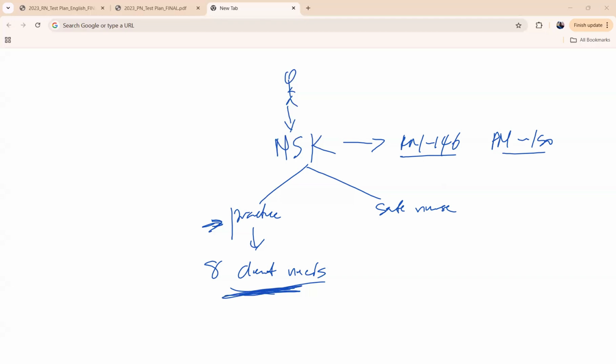Those client need areas or categories. You can call it the 8 categories or 8 client needs, right? Area of client need. So now you know them, you can easily say, okay, if you see a safety and infection control question, you need to use the principle of safety and infection control to answer the question.